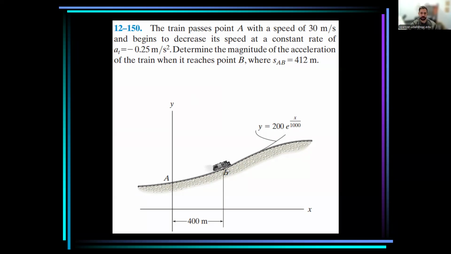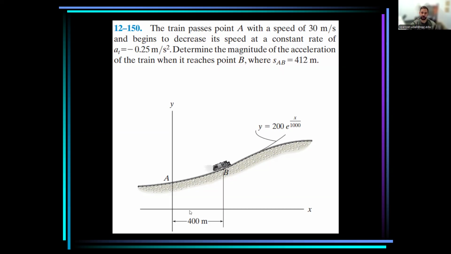You can see how it's got a curve. But that curve is defined as this rather than by some constant radius. They give us its tangential acceleration, so that's nice. And we want to find the magnitude of the total acceleration when it reaches point B. And they're telling us the path that it's gone on is 412 meters long. Interesting. So that's the path along the curve.